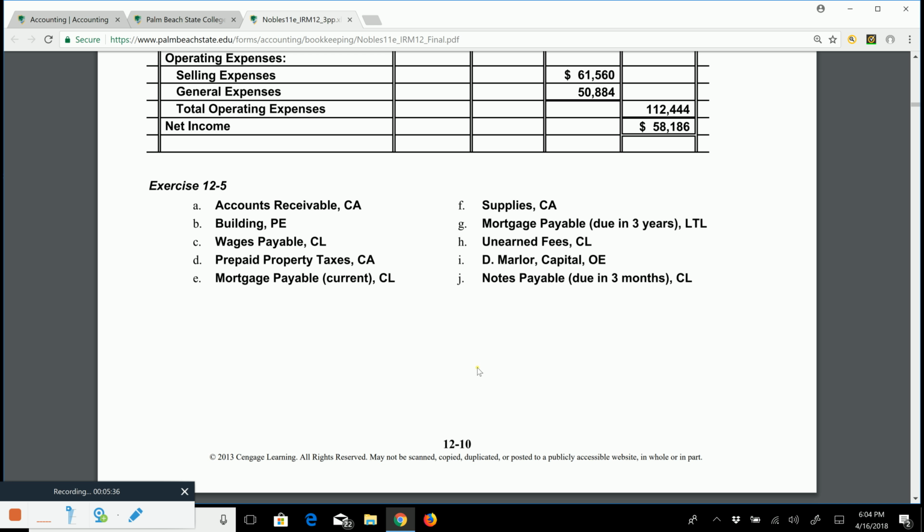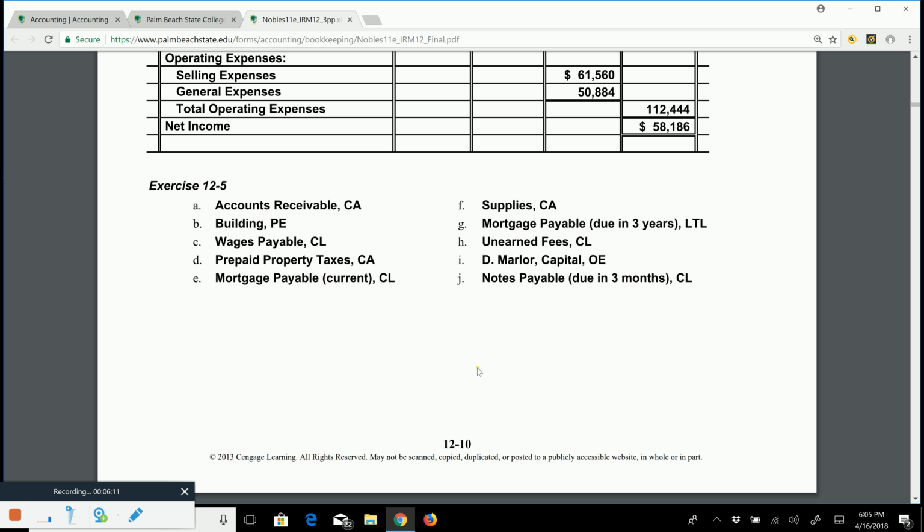Looking at page 542, we can see our assets are further broken down into a section called current assets and a section called property and equipment. The current assets are those assets that are going to be converted to cash or used up within 1 year of the balance sheet date. The property and equipment are what we consider long-term assets. Those are assets that will not be converted to cash or used up within a year. All right, they have more of a long-term nature to them.